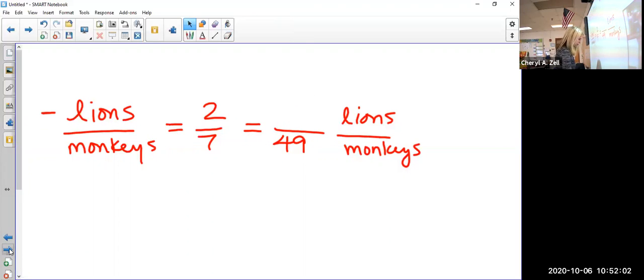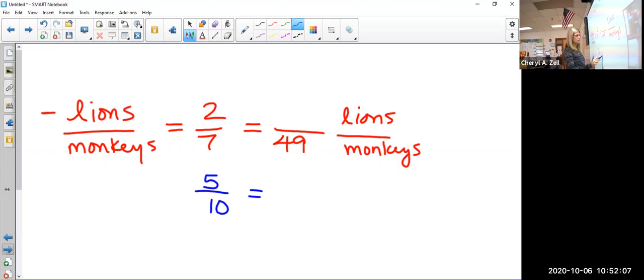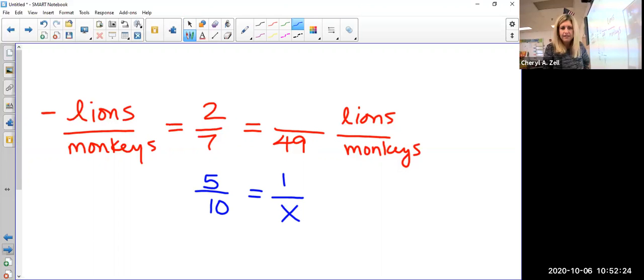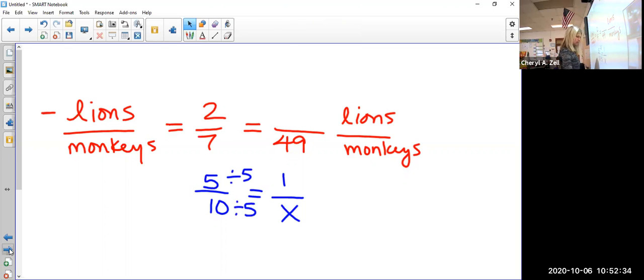And what do I mean by a proportion? Well, if I told you 5/10 equals 1 over x, could you tell me what would go into that x? Dane, could you tell me what would go in that x? 2. Exactly, you know that. 5/10 equals 1/2. That's a proportion, we know that. Well, because if I divide by 5 on both sides, top and bottom, I now know that this has to be a 2.